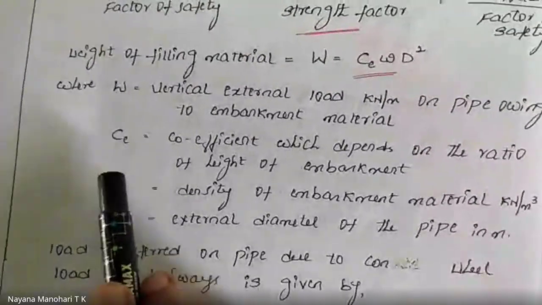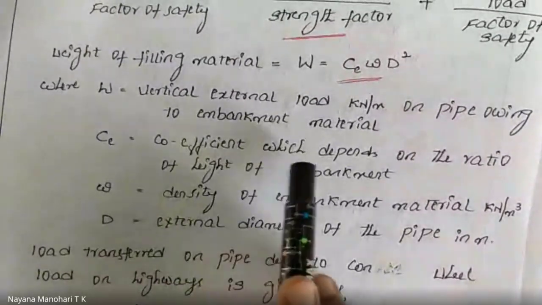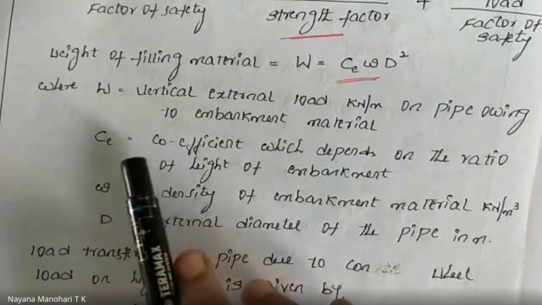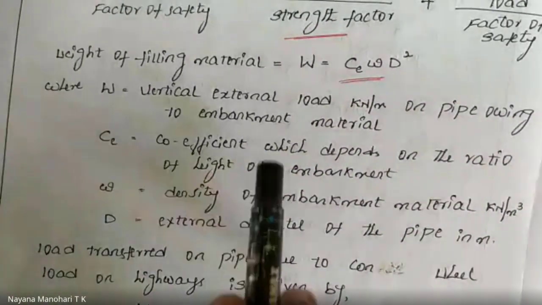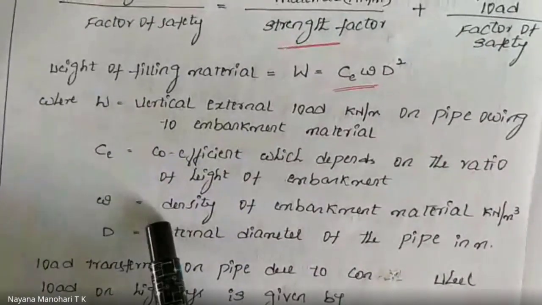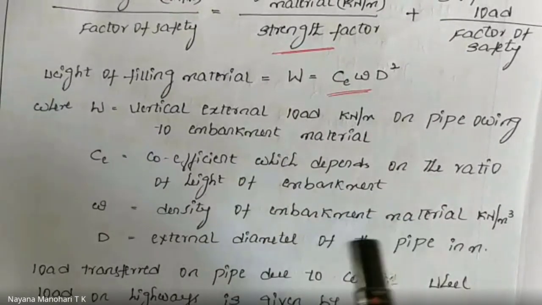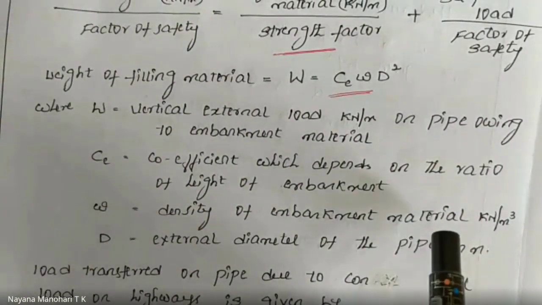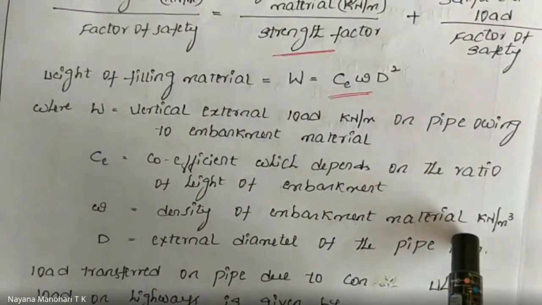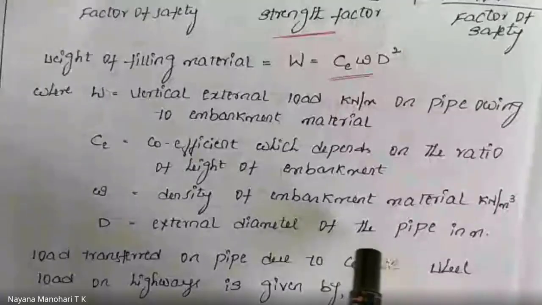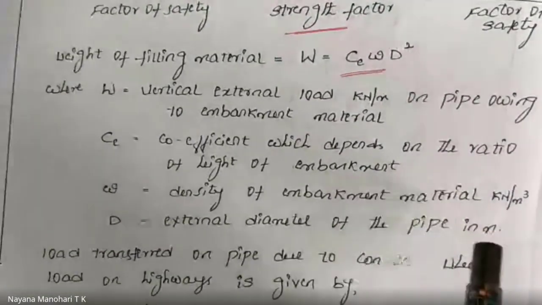owing to the material. Next is CE. CE is the coefficient which depends on the ratio of the height of the embankment. I will tell you while solving the problem how to consider that. Then small w is the density of the embankment material or the soil. The density of the soil they are going to specify in the problem, in kilonewton per meter cube. And capital D is the external diameter of the pipe in meter. They are going to specify it.